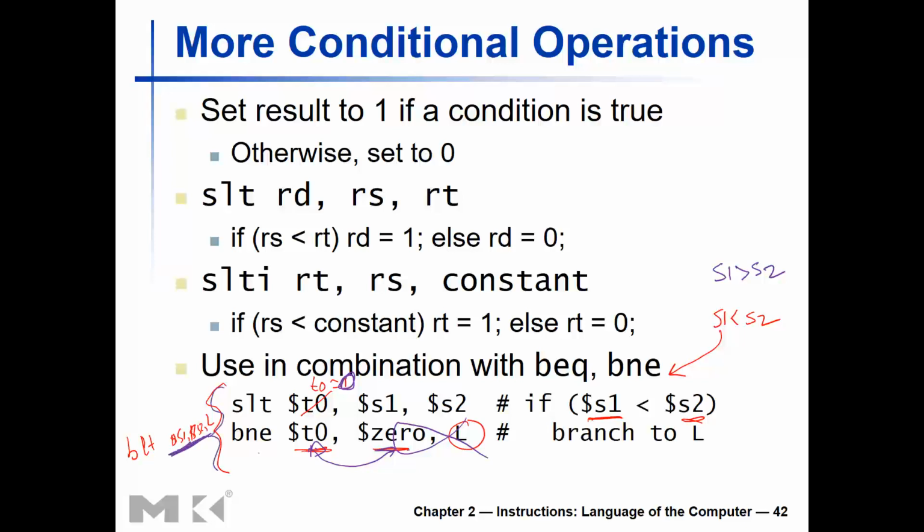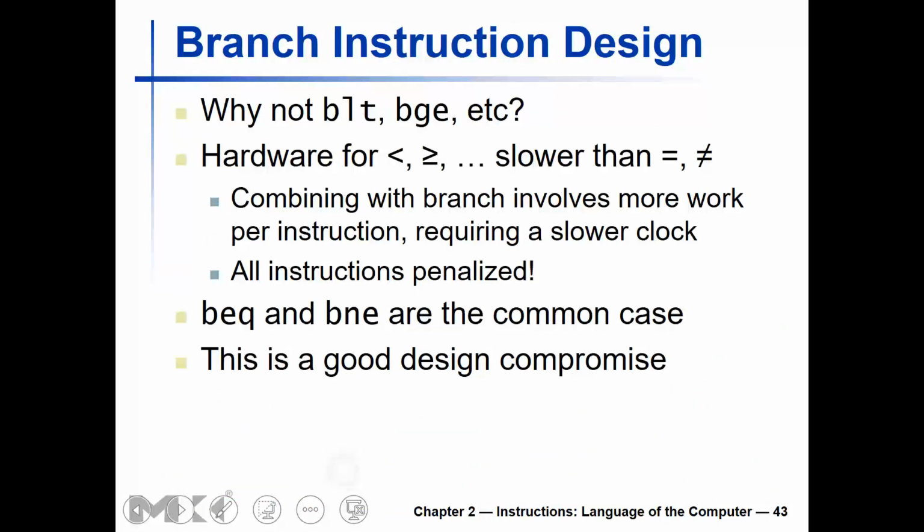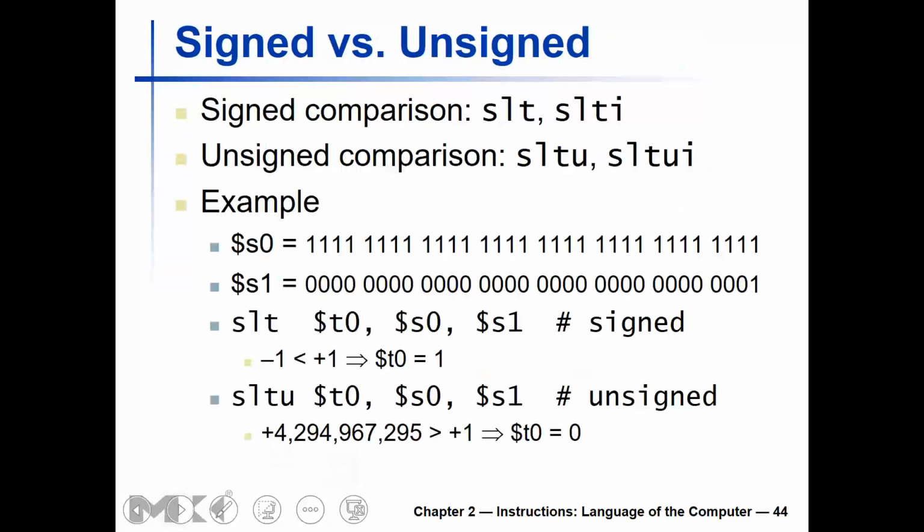So effectively, this is implementing the instruction branch if less than S1 and S2 to L. This instruction is not in MIPS, but we can construct it using multiple instructions, exactly like the move instruction, exactly like the subtract immediate. So this is saying we can expand to other ones.